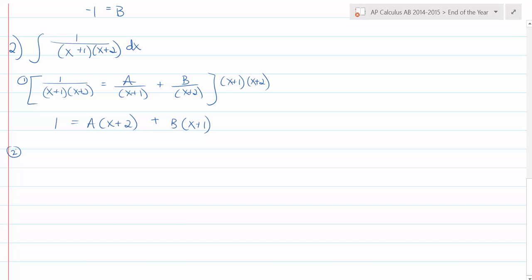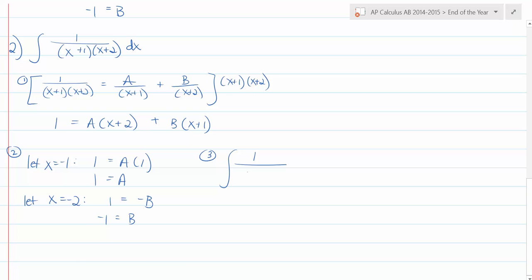There's my basic equation. I'm going to solve for A, so I'm going to let x equal negative 1. Okay, so A equals 1. I'm going to solve for B, so I'm going to let x equal negative 2. And again, B ends up equaling negative 1. It's not going to always be this easy, but these are just more simple examples for you to work through. So now I can rewrite my function. Go ahead and integrate. It's ln again.